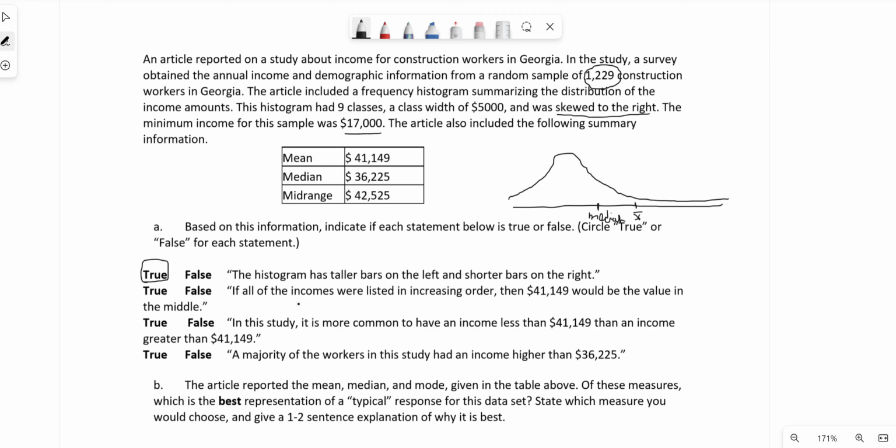Next statement, if all of the incomes were listed in increasing order, which is the case in a histogram, then this amount will be the value in the middle. So what's this amount? This amount is actually the mean amount. Well, that is not true, because the middle amount, the middleman, is the median, which is not the 41,149, but 36,225. So that's how we're able to tell that this statement is false.